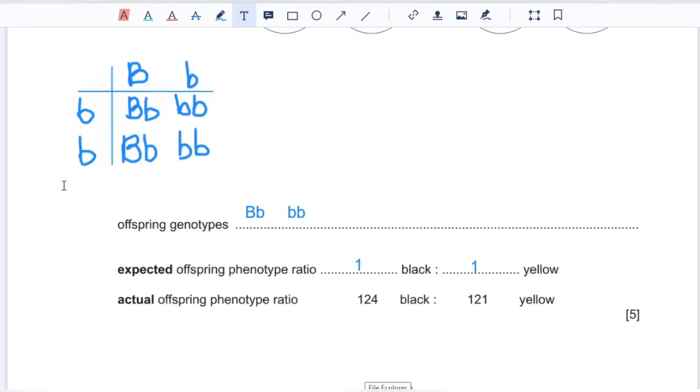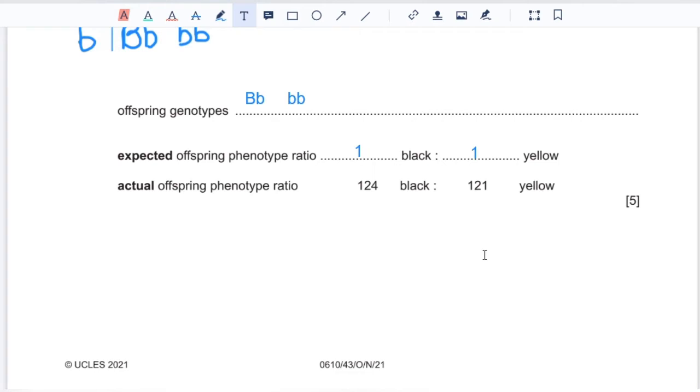So here I've drawn the Punnett square for this test cross, and half of the individuals will be heterozygous, whereas the other half will be homozygous for the recessive trait. And here I have given their genotypes, and the expected ratio is 1:1 since there are equal numbers of offspring of each genotype.